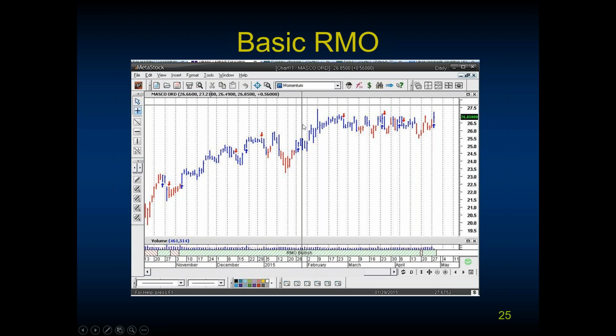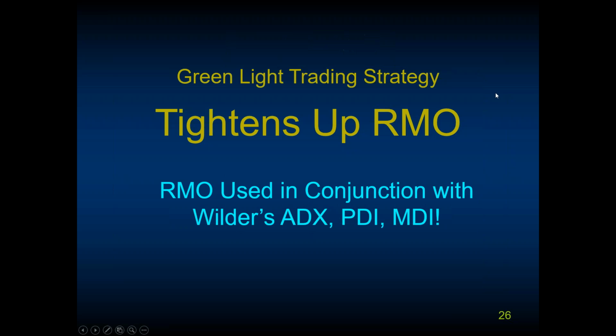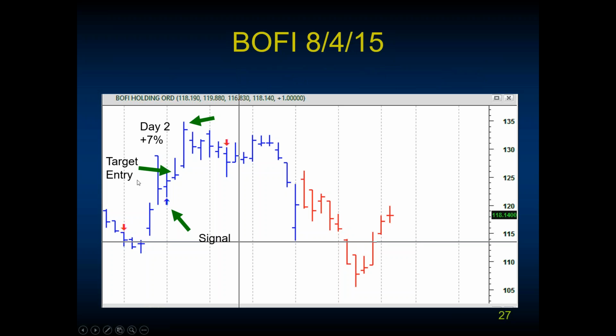Now, basic RMO, be that as it may, you see these buy signals. Here's just a chart. Typically, it's pretty accurate, but it'll show long run-ups. And again, we're looking for much shorter positions. So we start with basic RMO, but then the first part of our triangulation is we use it in conjunction with Wilder's measurements, the ADX, the PDI, and the MDI, to tighten it up. And what happens is we get signals that look like this, and I'll just show you a few.